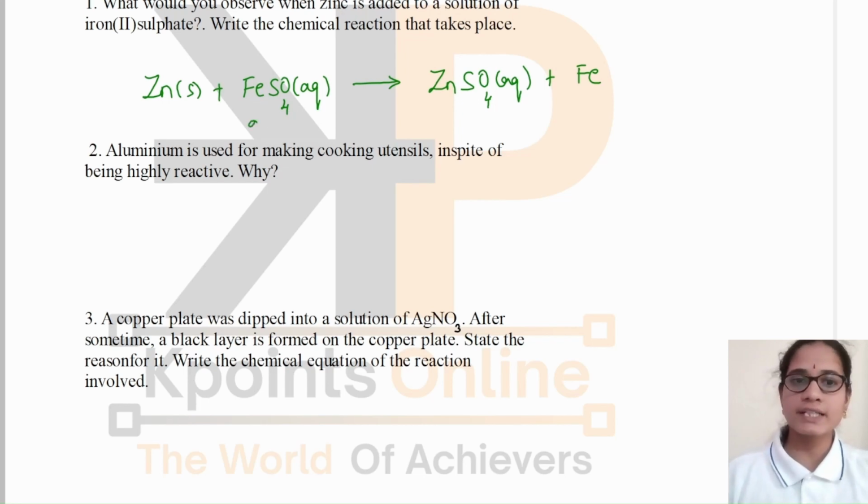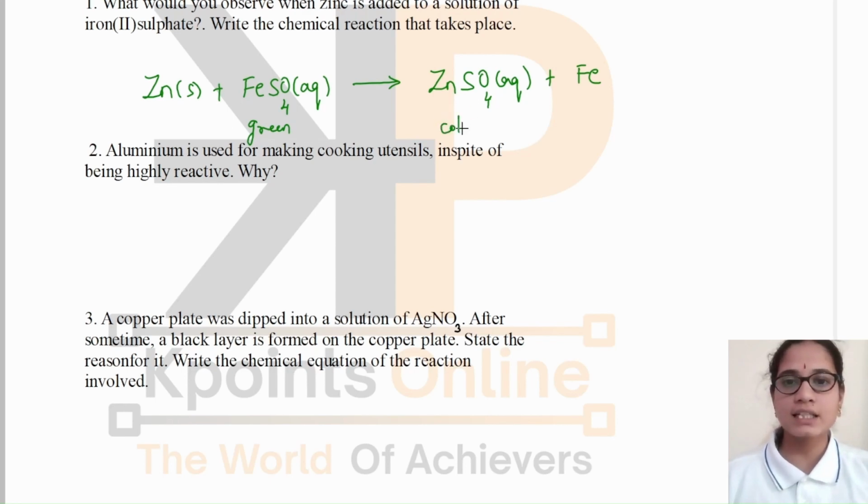We know that ferrous sulfate is green in color, and after the reaction takes place, there is a formation of zinc sulfate, which is colorless. So when zinc reacts with iron sulfate, the green color of the solution fades away and the gray color of iron is formed. The iron is gray in color. There is a deposition of this iron after the reaction.